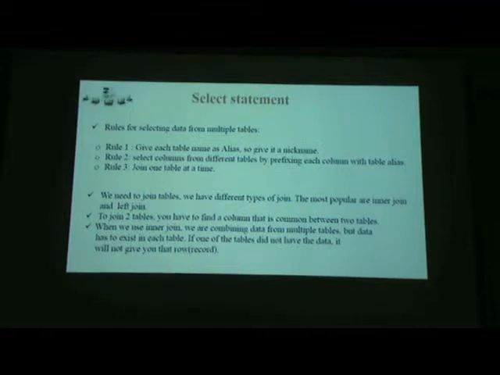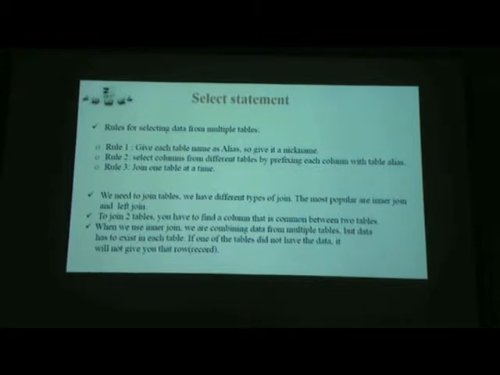Sometimes we need to select data from multiple tables. Whatever I explained so far is selecting data from one table. So what if you want to select data from multiple tables? For that case, you need to do a join, because you will have multiple tables and you will look for a common column between these tables. So always follow these three important rules. If you follow these rules, there will not be any confusion.